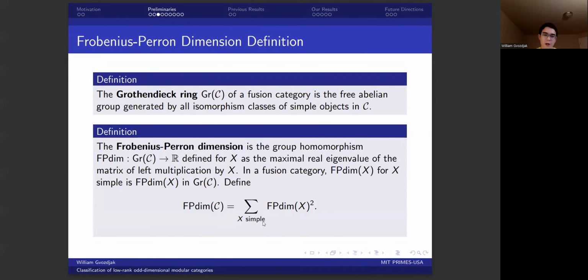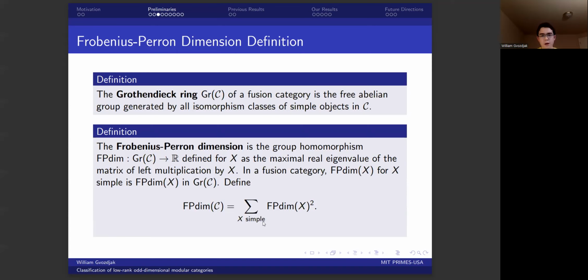I will also define the Frobenius-Perron dimension. This is a really useful concept because it allows us to use a variety of number theoretic arguments on a fusion category that tell us things about the category itself. The Frobenius-Perron dimension, as we'll see on the next slide as well, is a really nice invariant that tells us things about the category. So first to define this, I'll define the Grothendieck ring.